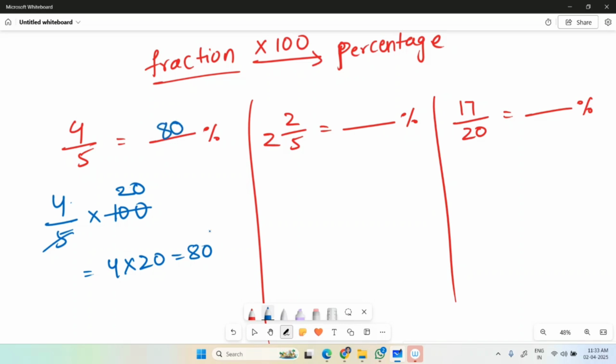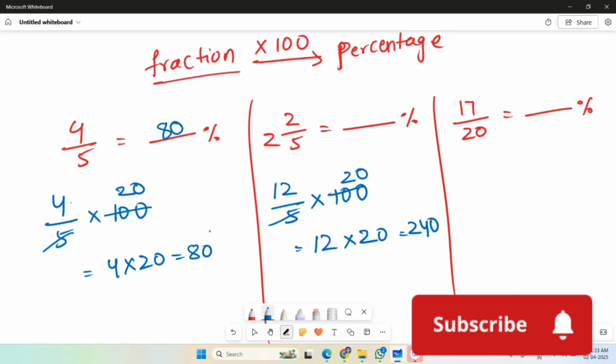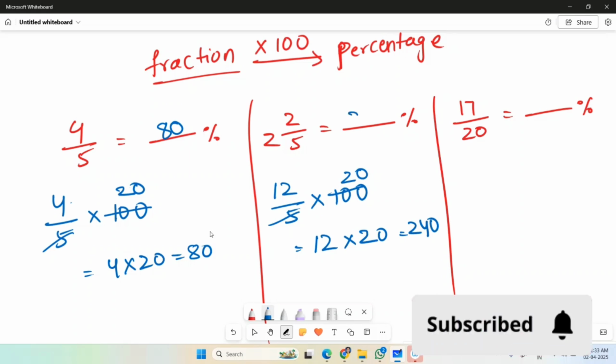Now the next question. 2 2 by 5. 2 2 by 5 is a mixed fraction. So let's convert it into an improper fraction. 5 times 2 is 10. 10 plus 2 is 12. 12 out of 5 times 100. 5 times 20 is 100. Now numerator times the whole number. 20 times 12 is 240. So we will write it as 240 percent.